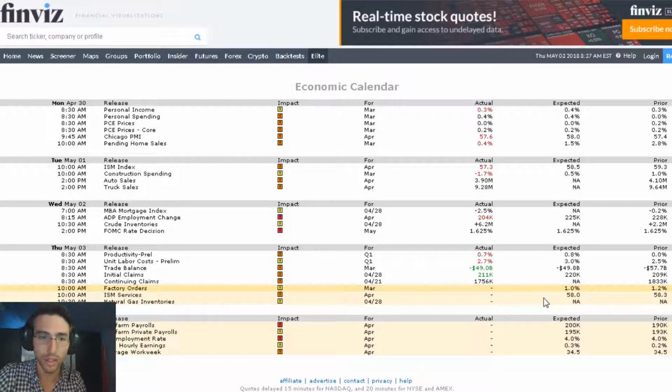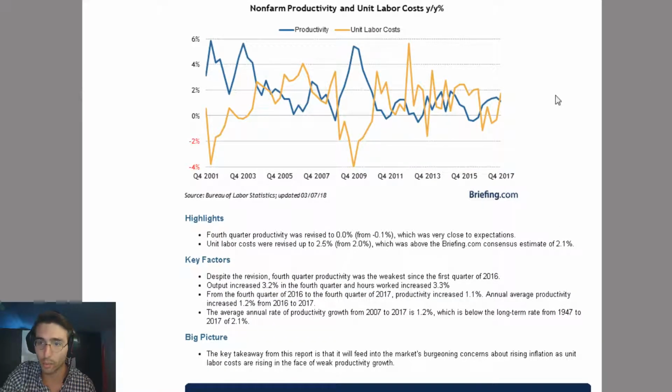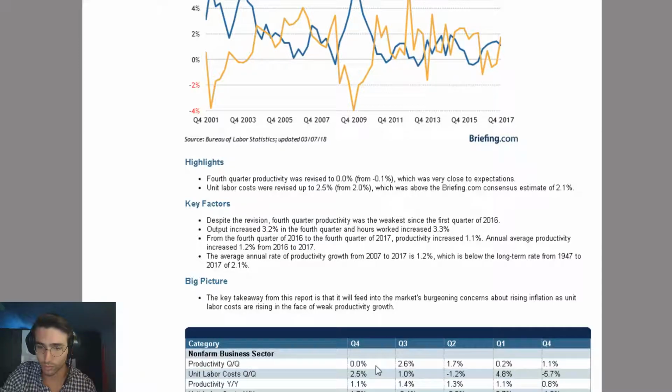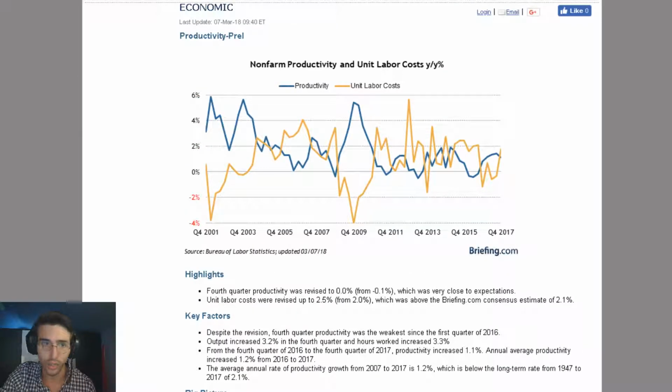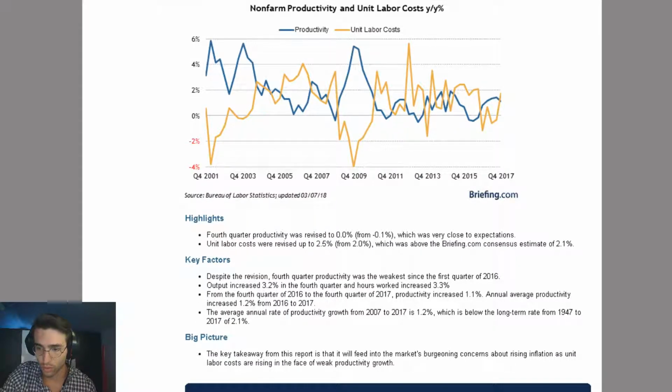So, first thing up on the list, productivity and also unit labor cost. So, productivity came in 0%. So, we have a 0.7 increase from last quarter, but we were expecting 0.8 increase. So, we had a miss there. I think that's for Q1. Okay, yeah, this is for Q1. I don't know why it says Q4. This is Q1. Okay, yeah, 0.7, that's what it was.